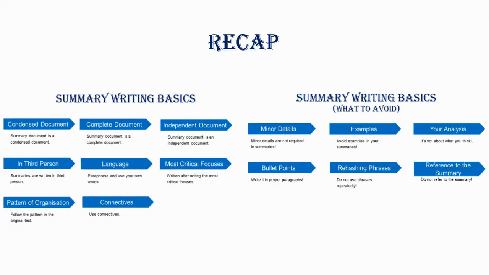So if we recap what we have understood about the basics of summary writing today, we'll say that a summary document is a condensed document, and it is a complete and independent document. It is written in third person narrative using your own language without copying anything from the text. After highlighting or identifying the critical focuses, the pattern should be the same as in the original text, and we should write it with the help of connectives.